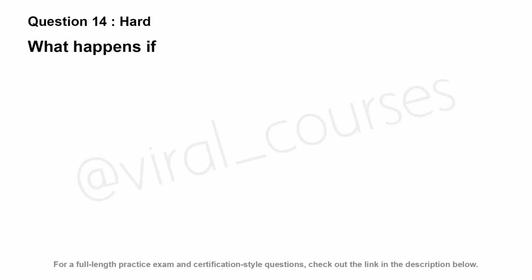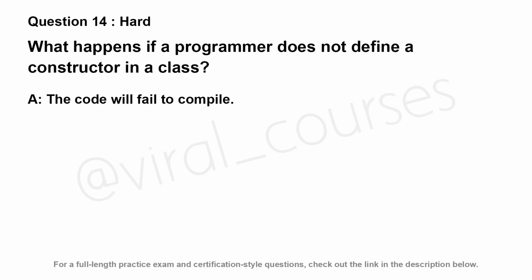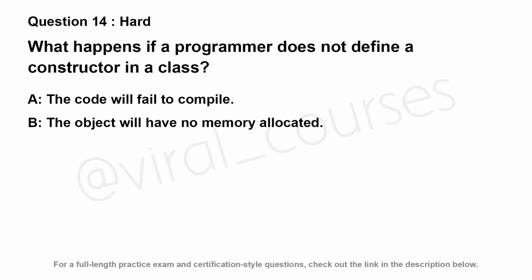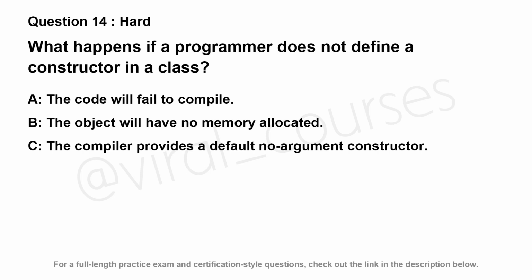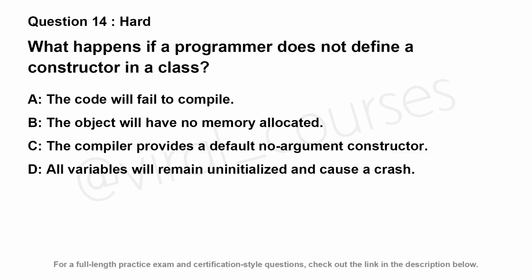What happens if a programmer does not define a constructor in a class? Option A. The code will fail to compile. Option B. The object will have no memory allocated. Option C. The compiler provides a default no-argument constructor. Option D. All variables will remain uninitialized and cause a crash.